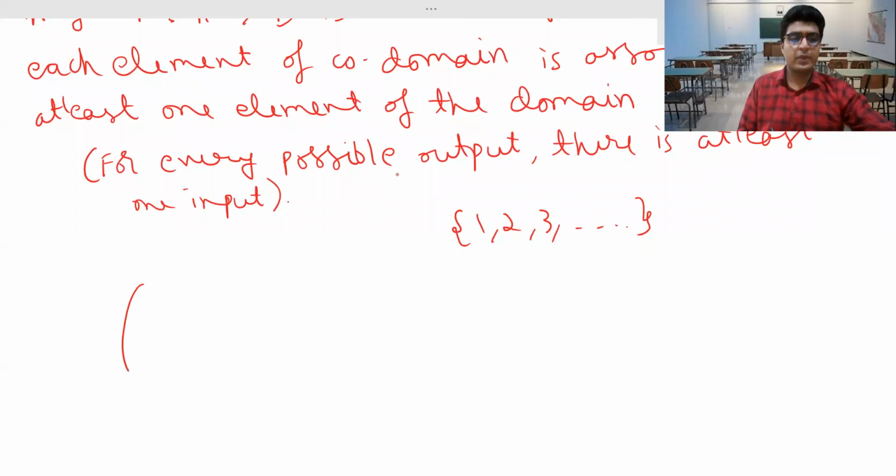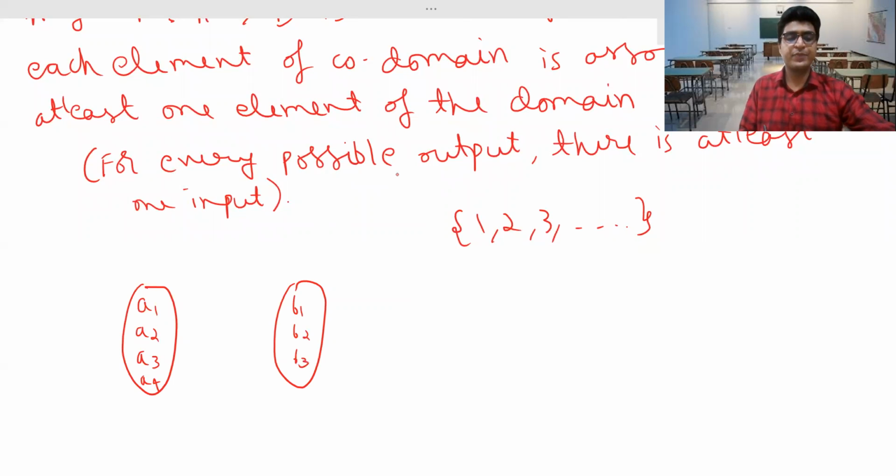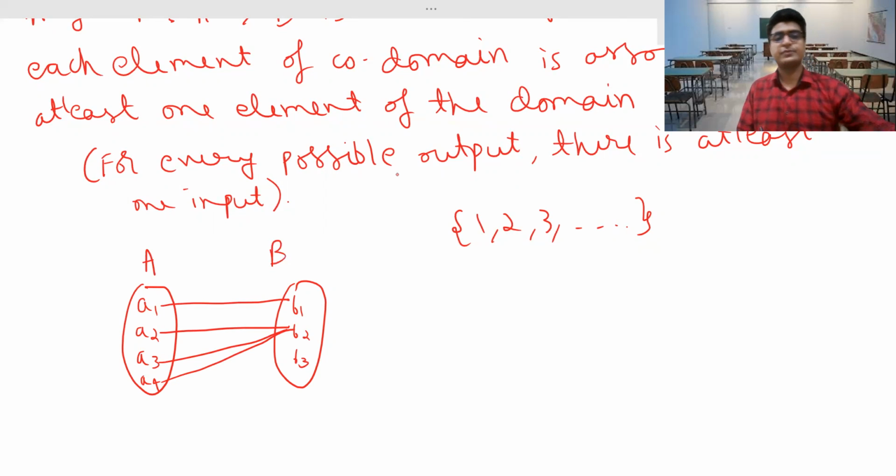Let's take an example. In set A we have A1, A2, A3, A4, and in set B we have B1, B2 and B3. A1 is mapped to B1, A2 is mapped to B2, A3 is mapped to B2, and A4 is mapped to B2. Okay. So is it a function? It is a function clearly because each of the elements in set A is associated to exactly one element in B. Okay, one arrow, one arrow, one arrow, one arrow.